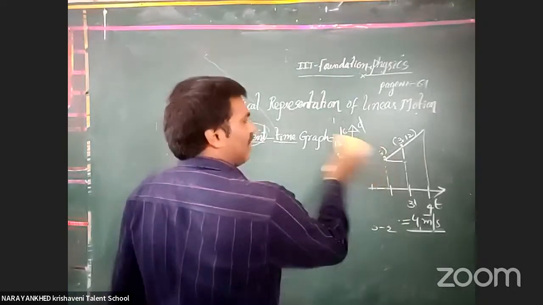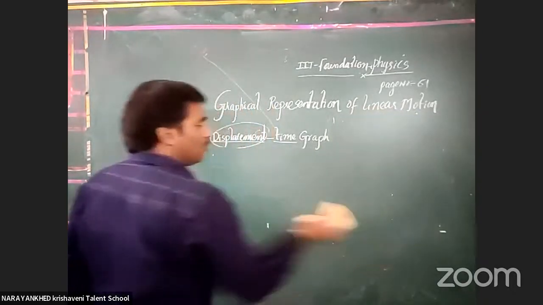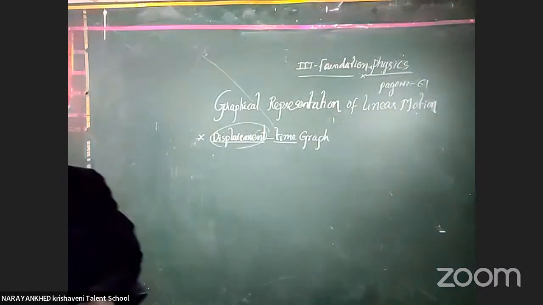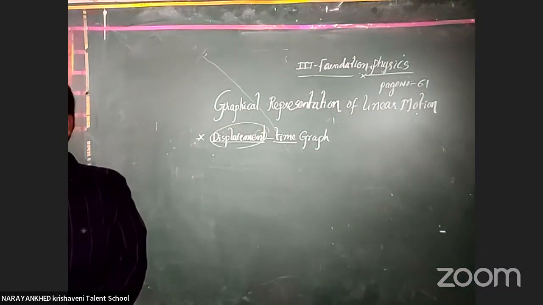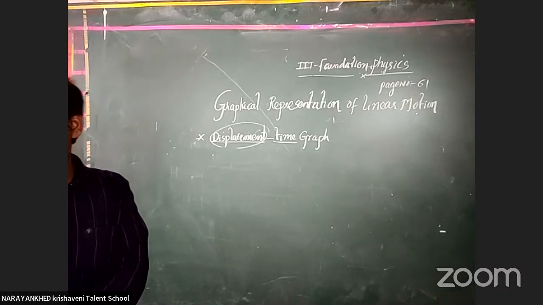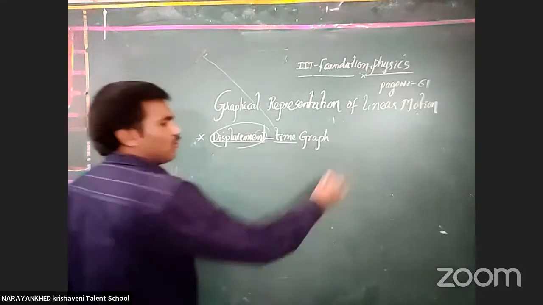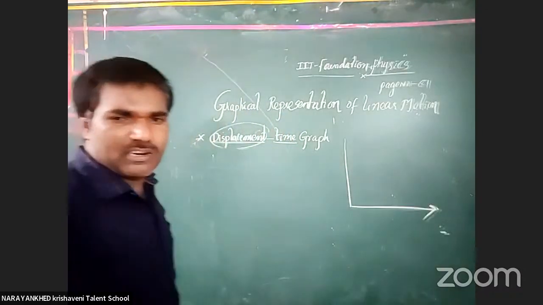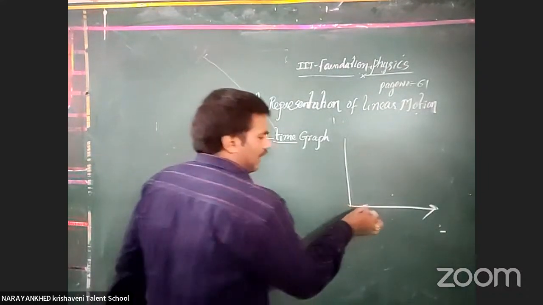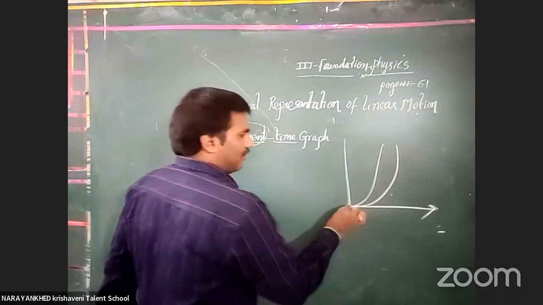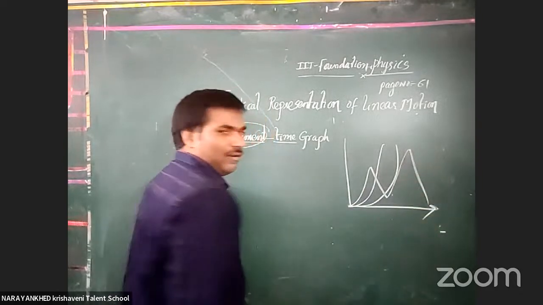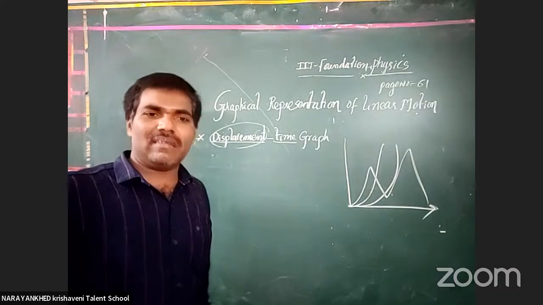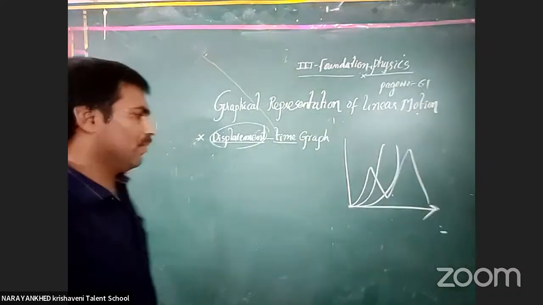In case of non-uniform motion, how may the graph look? It gets as a curve. Clear or not, all the students? When it is a non-uniform motion, we can't say directly that it is a straight line. It may be any curve, like that or like that. Why? Because it is non-uniform. It is not a straight line. It changes, it has a curve nature.